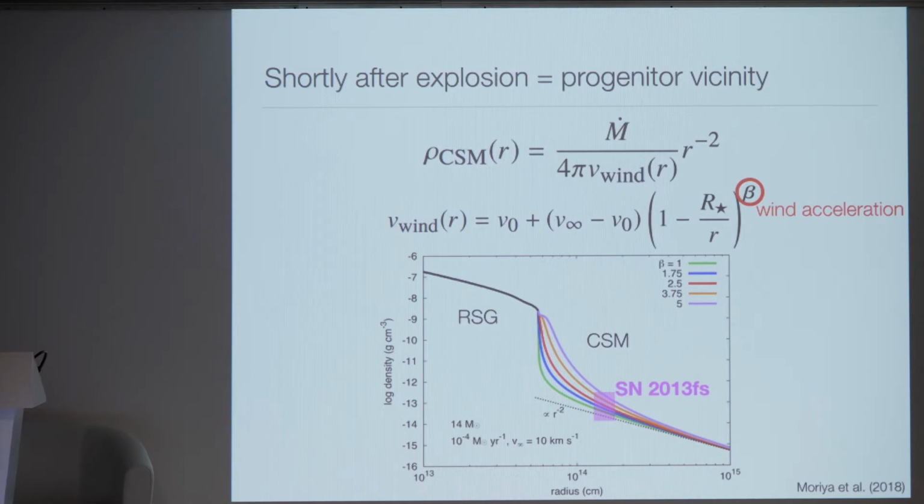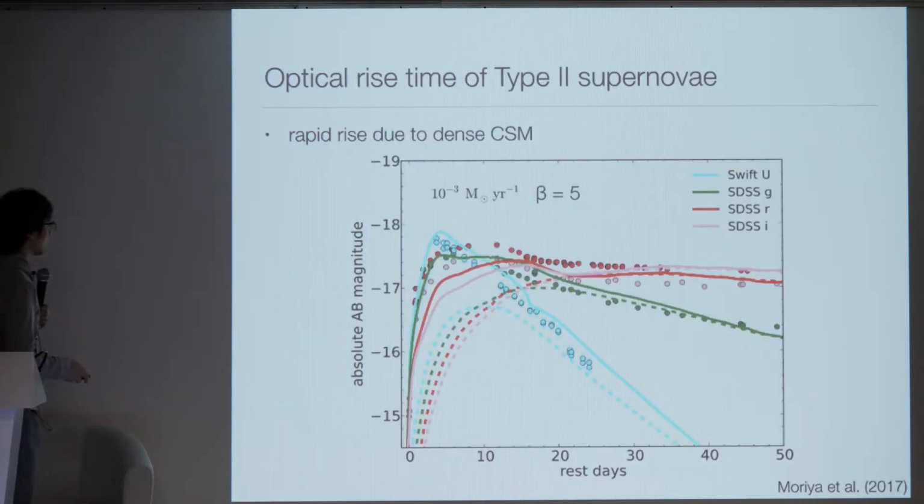So if we take this effect also into account, we can get this kind of light curve. So this dotted dashed line is without circumstellar matter, but now we have 10 to the minus 3 solar mass per year with some wind acceleration parameter, and we start to see those light curves matching relatively well. So this was one particular case of 2013fs, for which we had the spectra to constrain the actual density around the supernova.